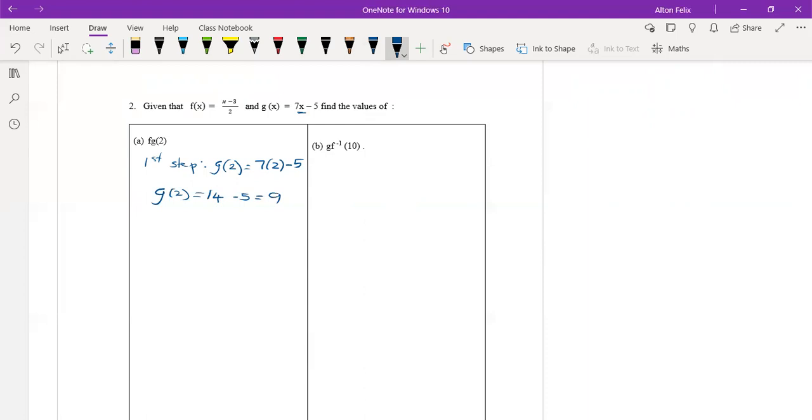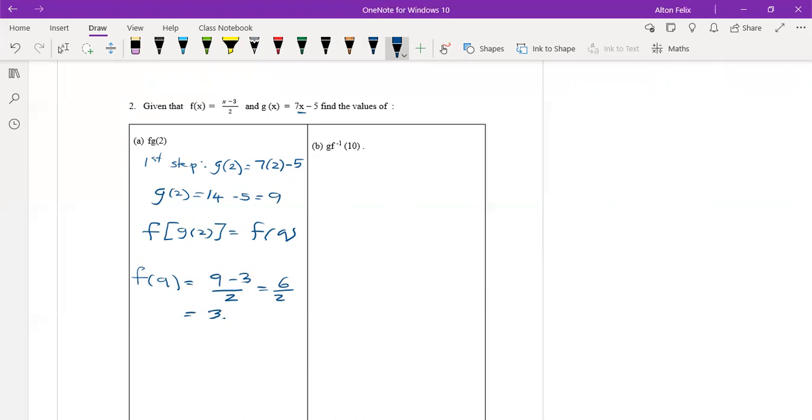So the sum becomes f of, right? So we are now replacing this g of 2, which we just calculated, by this 9. Therefore, this becomes f of 9. So you are asked to find f of 9 given your f of x function, where we substitute the value of x for 9, and therefore we are getting f of 9 would be 9 minus 3 over 2, that's 6 divided by 2. So this will be 3. That's our value right here.